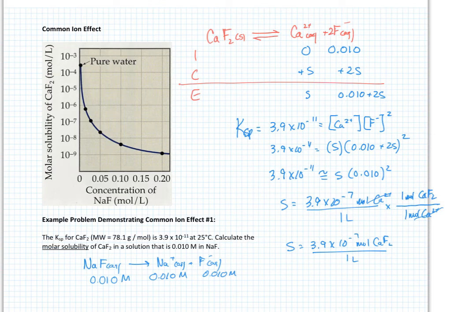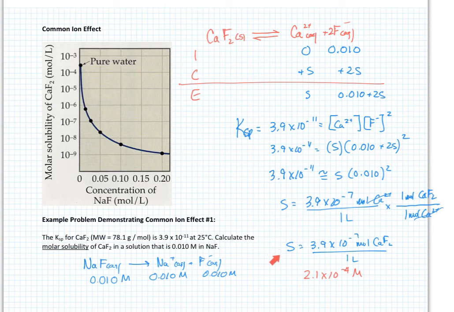All right, if you remember from the last problem that we did, it was 2.1 times 10 to the minus 4 molar. Okay, so check this out. You have a 3 order of magnitude difference in solubility by just having a 0.01 molar solution of sodium fluoride. So this is way less soluble. This current situation is way less soluble than if we were just doing it in pure water. And that's exactly what this graph is saying. If you have pure water, it's up around 10 to the minus 4. As we start adding sodium fluoride, we get a big, big drop in solubility.